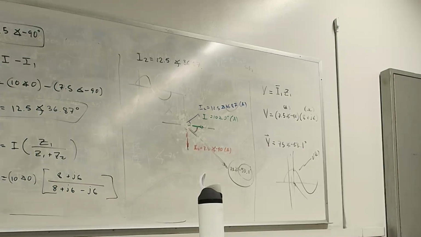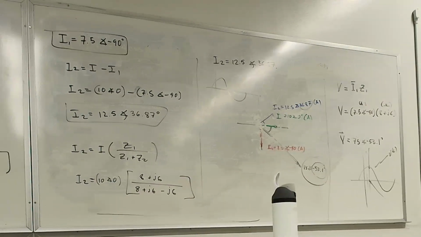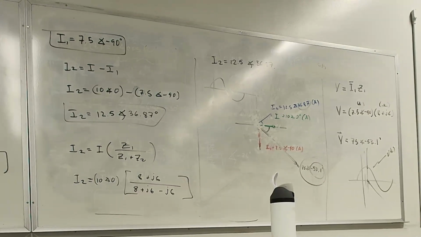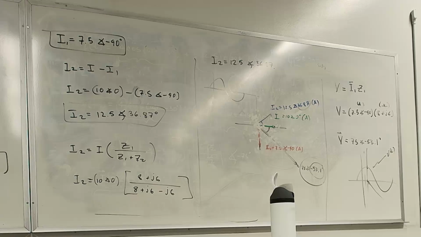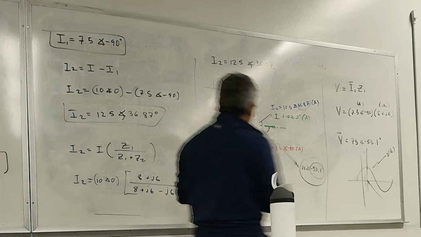So by virtue, V equals I1 Z1, you will get the same thing as V equals I2 Z2. Say that again. I'm saying, instead of using I1 Z1 to find the voltage, you can also use I2 Z2. Correct. You still get the same voltage. You guys can do it on your calculator. You should be able to get the same voltage.